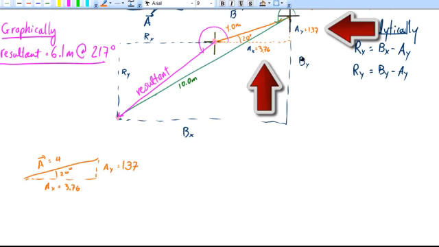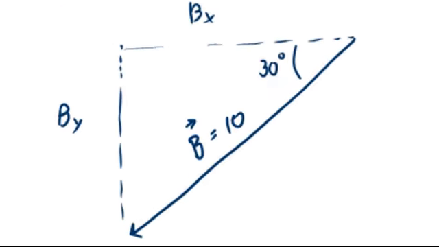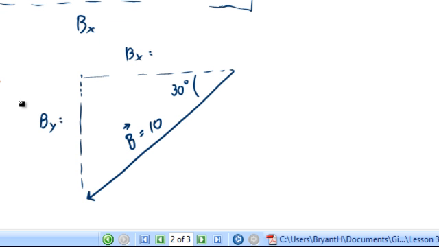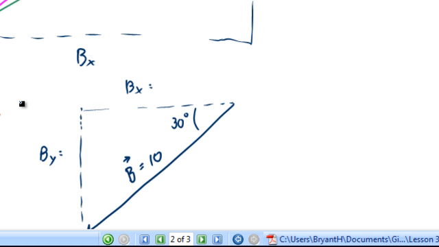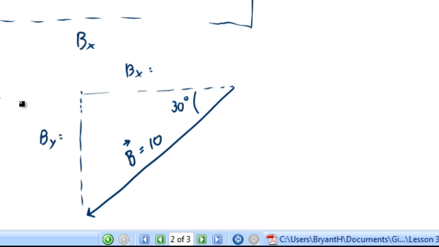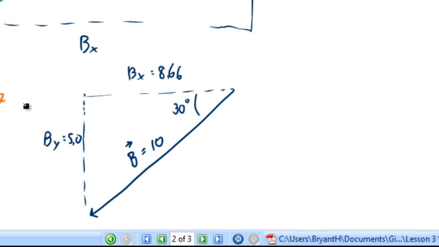Now let's concentrate on the B triangle. Again, I've not sketched this to scale, but I've sketched something where I've got a 30-degree reference angle for the 210-degree angle that we originally had to start with. Now, BX is going to be 10 times the cosine of 30 degrees, and BY will be 10 times the sine of 30 degrees. And I'll write those values in.